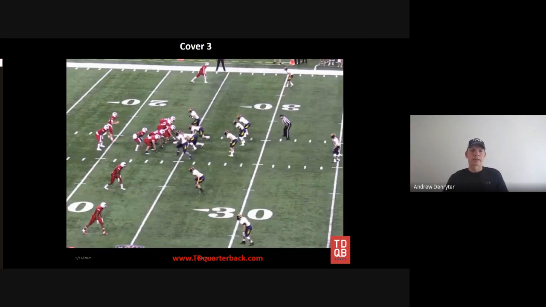Okay, visual of it. You get a good visual here. It's a 4-3 defense. We got a safety rolled down. You can see this guy rolled down. So now he's going to be, forgive me, I'm drawing on the wrong screen.